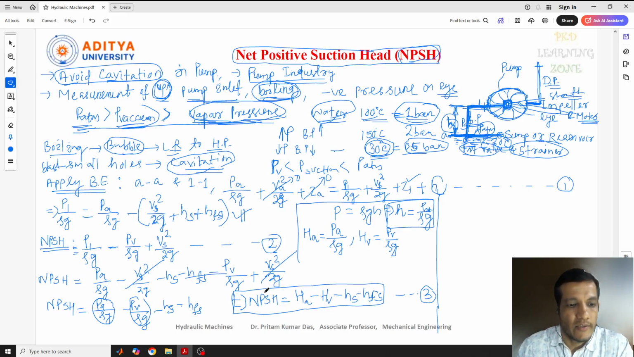Now the question is, if you see, this is our suction head side. All these values are coming here. So this is our suction head. This is the atmospheric pressure head. This is the vapor pressure head, and this is the losses, the losses due to the foot valve and the strainer. Now here we need to keep some points in mind. One more thing is important.